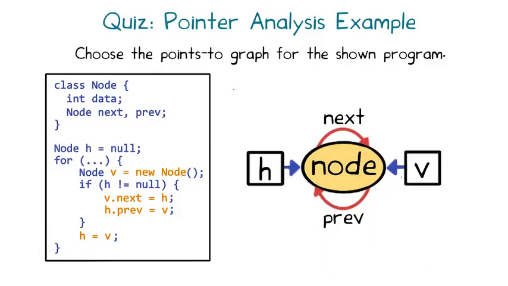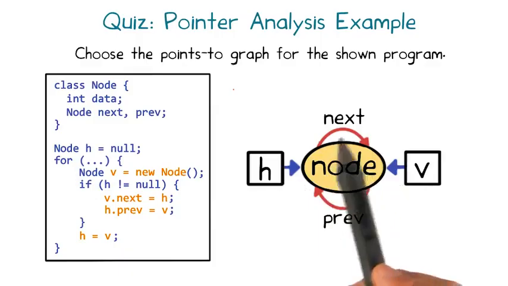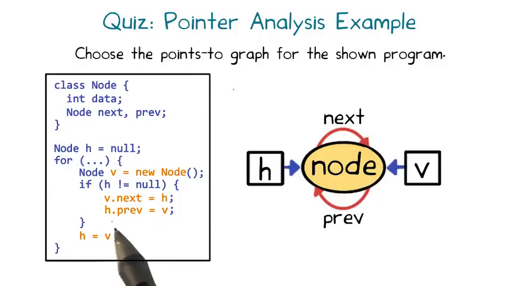Let's apply the rule for the field write statement v.next is assigned h. Since both h and v point to the same node object, we create a red edge from the node object to itself and label it next. Similarly, for the field write statement h.priv is assigned v, we create a red edge from the node object to itself and label it priv. Iterating through the set of statements again doesn't cause us to change this graph at all, and so the chaotic iteration algorithm terminates, leaving us with the graph we see here as a final points-to graph.